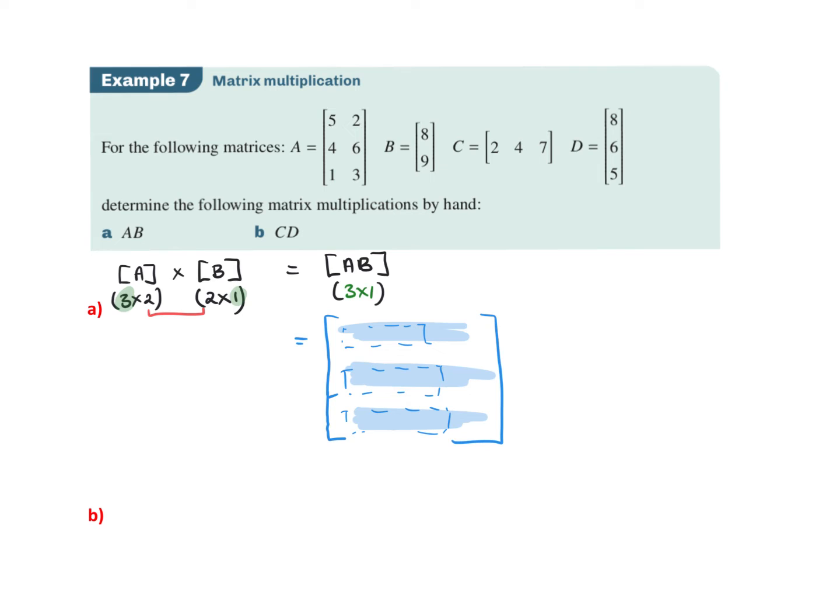So underneath here, I'm going to actually write what matrix A is. Sorry. So matrix A is 5, 4, and 1, 2, and 6, 3. And we're going to multiply it with B, which is 8 and 9. Okay.